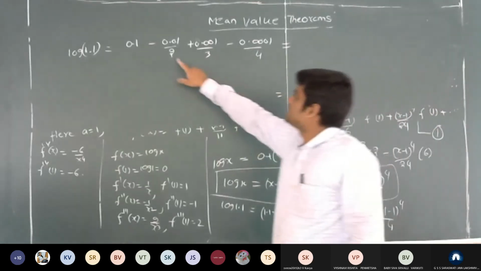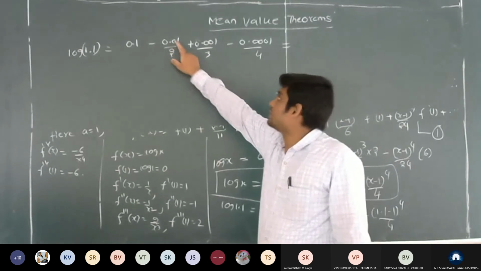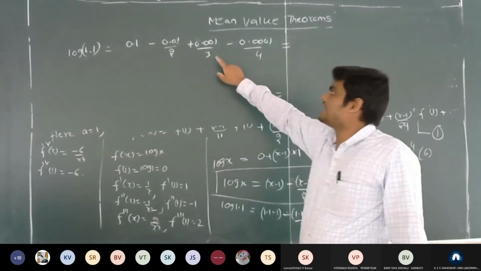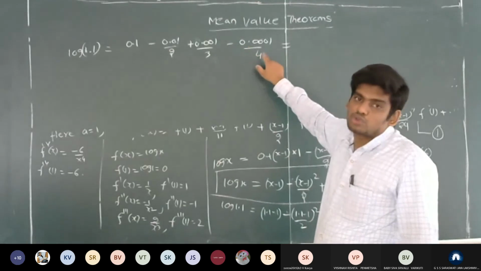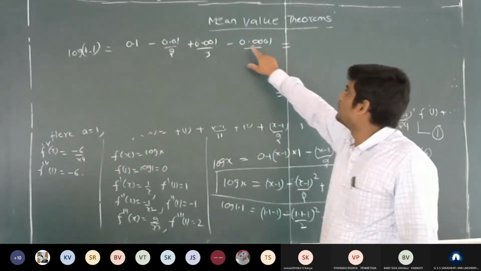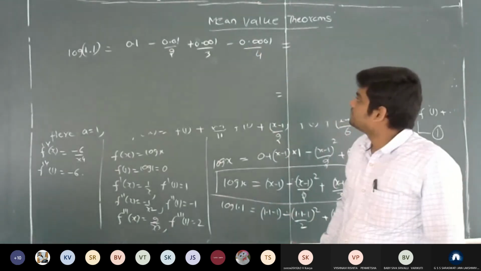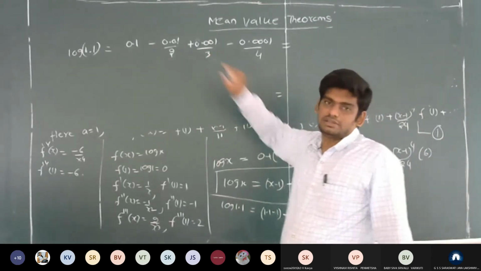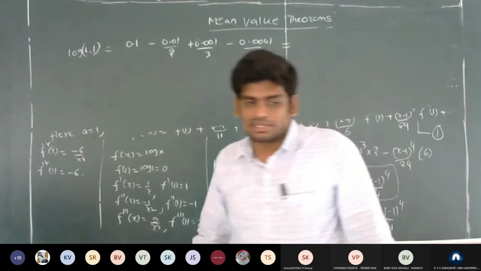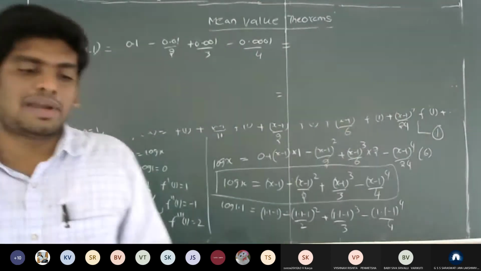So this is nothing but 0.5 into 0.01. This is nothing but 0.666 into 0.001. This is nothing but 0.25 into 0.001. Sorry, it is 0.333. Yes, 1 by 3 is 0.333. So 1 by 4 is 0.25.